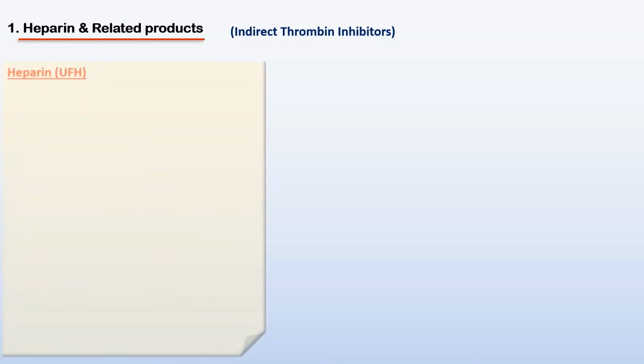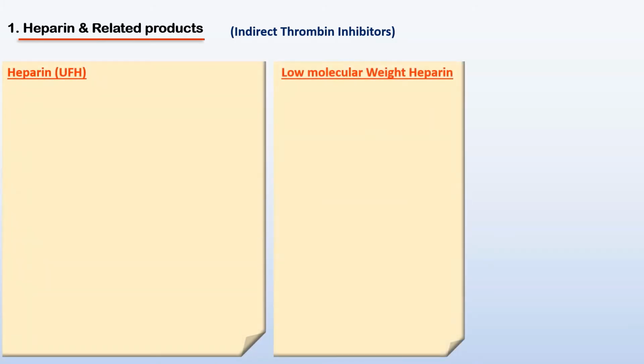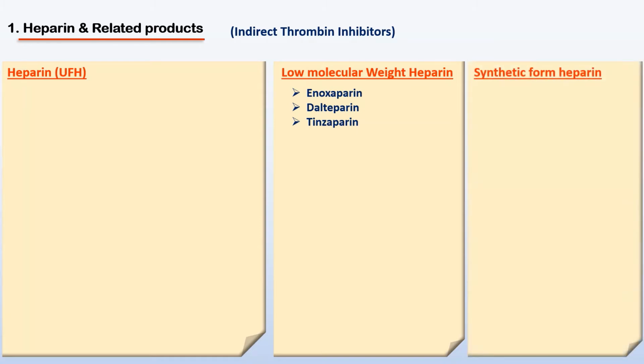So first let us see the heparin and related products. These are also called indirect thrombin inhibitors. Here we have heparin, that is unfractionated heparin, then low molecular weight heparins, which include enoxaparin, dalteparin, tinzaparin, etc. These are isolated from standard heparin by gel filtration chromatography, and there is also a synthetic heparin, that is fondaparinux.